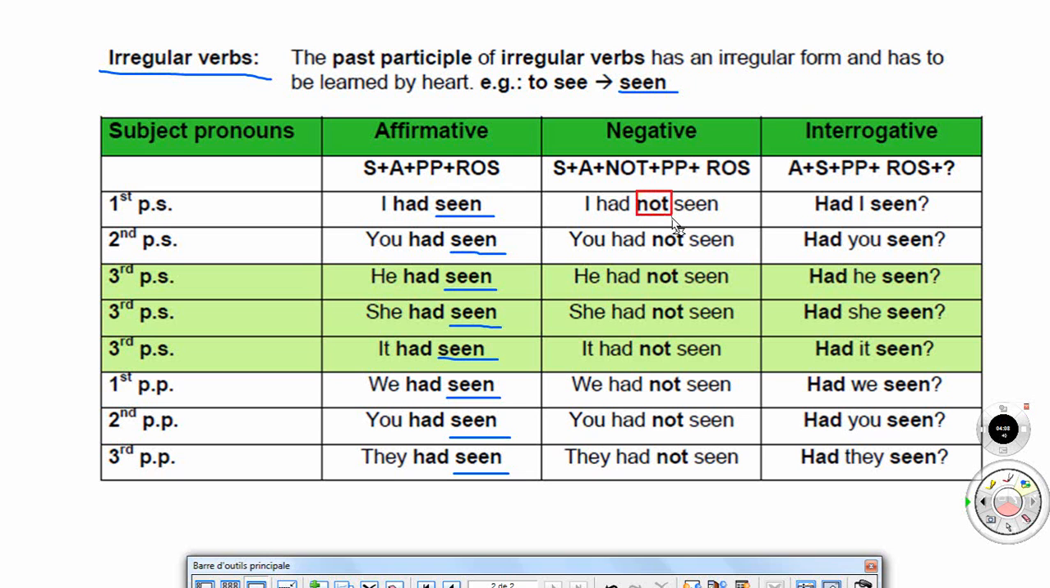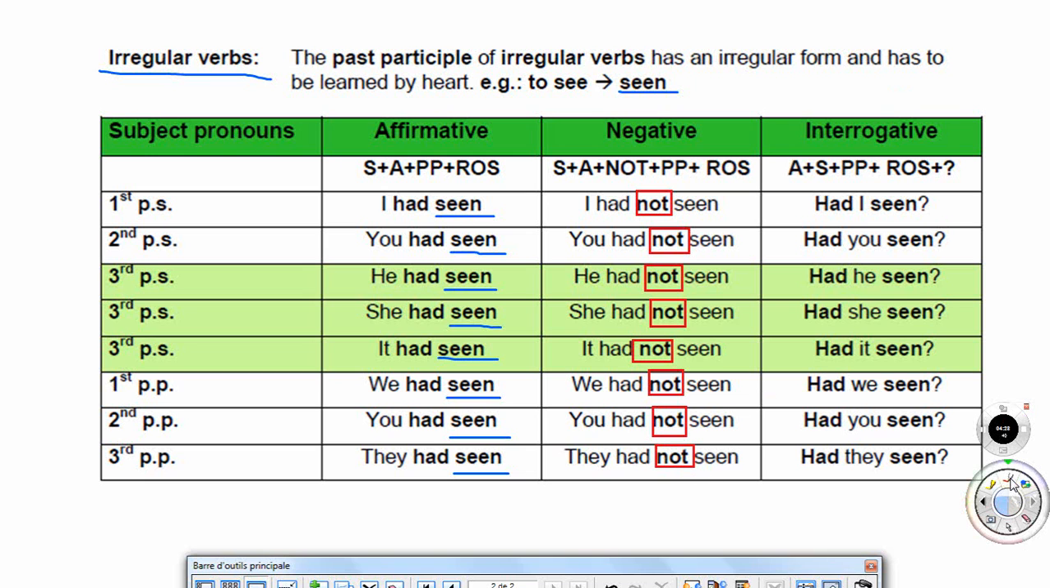I had not seen, you had not seen, he had not seen, she had not seen, it had not seen, we had not seen, you had not seen, and they had not seen.